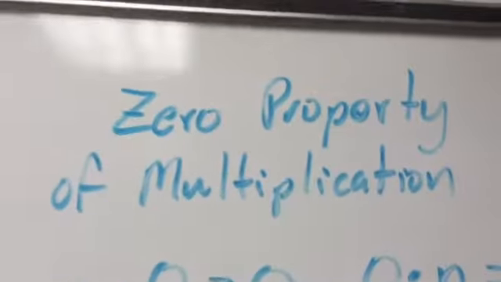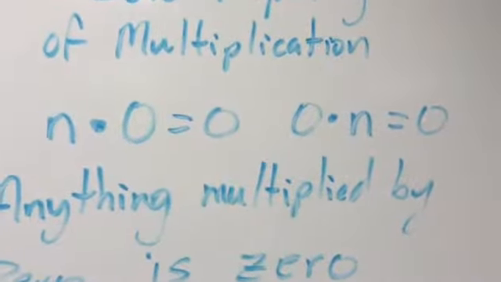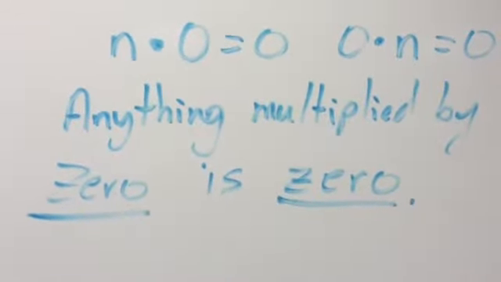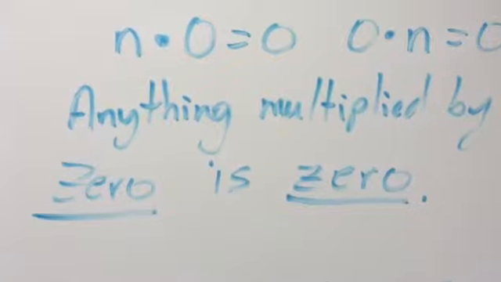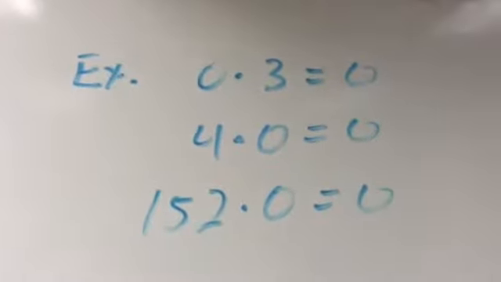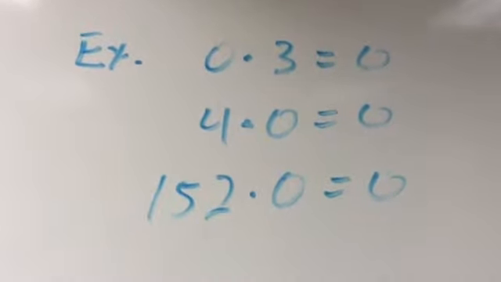The zero property of multiplication states that any number multiplied by 0 is 0. Also, 0 multiplied by a number is 0. So anything multiplied by 0 is 0. Examples: 0 times 3 is 0. 4 times 0 is 0. 152 times 0 is 0.